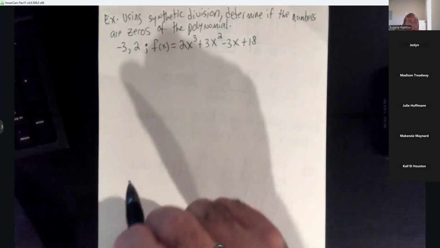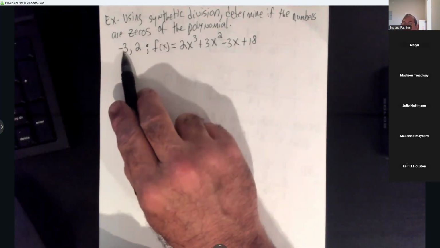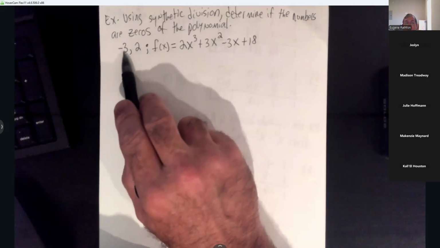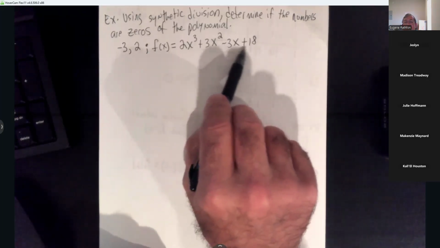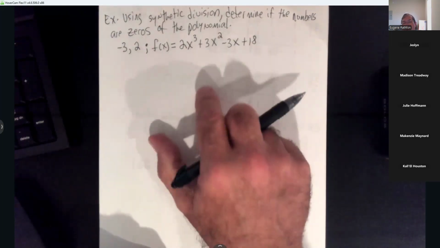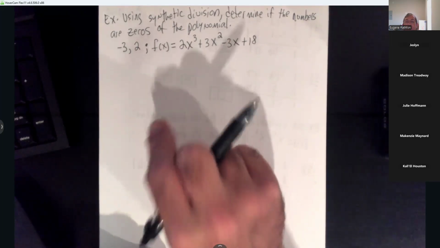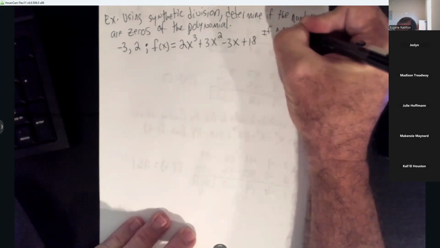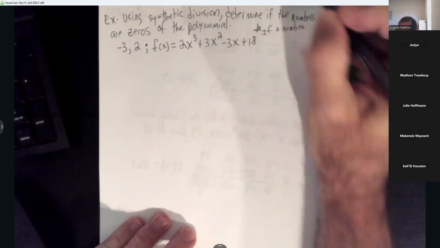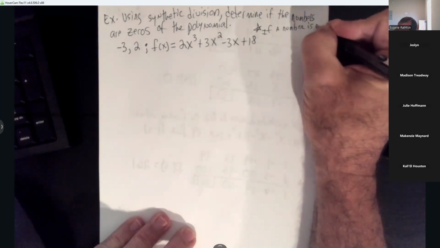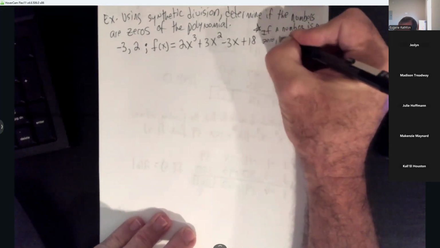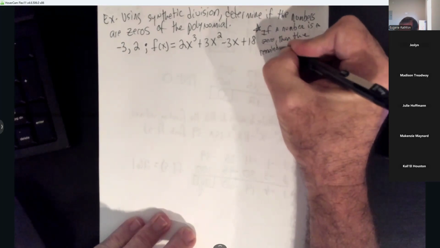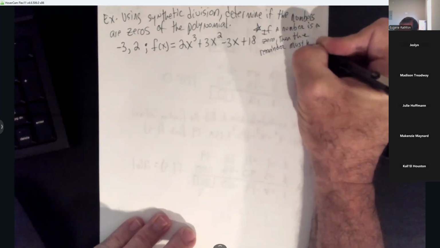Alrighty, so the two numbers I'm checking, we're going to check negative 3 first, and then we'll check 2. These are the two numbers they want me to check to see if they're zeros or not. Here are my coefficients. Now, we're going to do this the same way we did the last problem. The only difference is this. Remember, let's put a star by this: if a number is a zero, then the remainder must be zero.